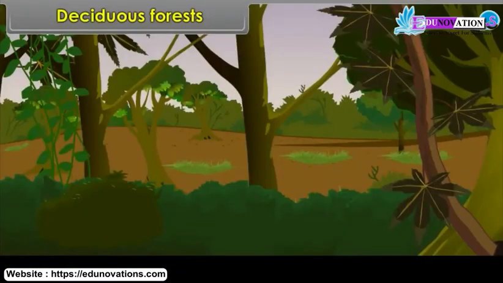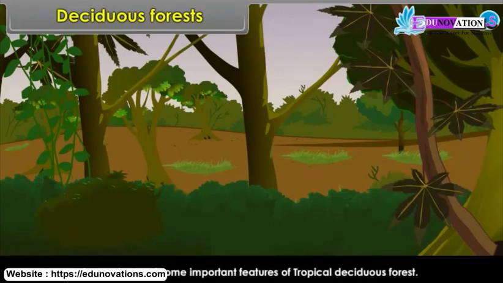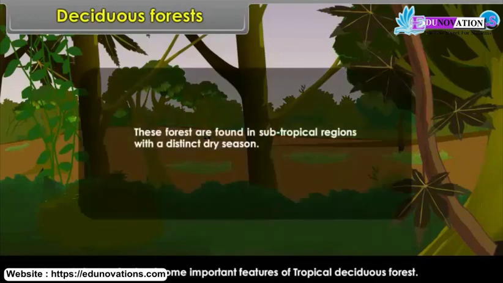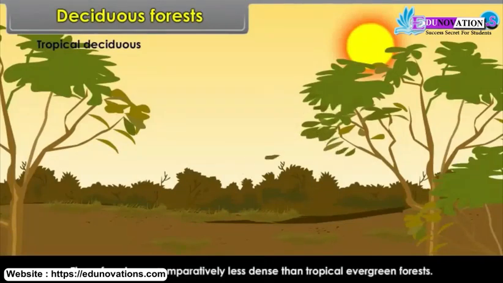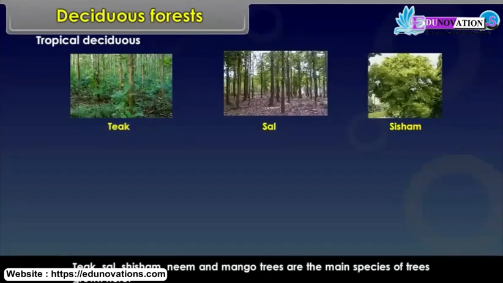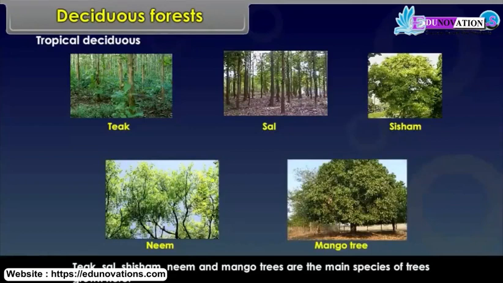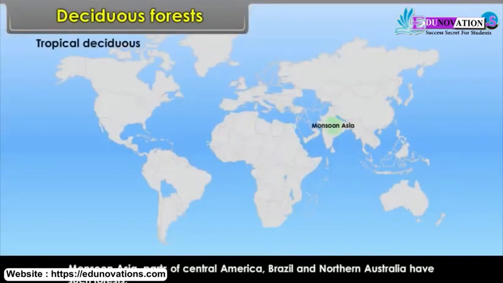Tropical deciduous. Let us understand some important features of tropical deciduous forest. These forests are found in subtropical regions with a distinct dry season. Trees shed their leaves during summer. These forests are comparatively less dense than tropical evergreen forests. Teak, sal, shisham, neem and mango trees are the main species of trees grown here. Monsoon Asia, parts of Central America, Brazil and Northern Australia have such forests.